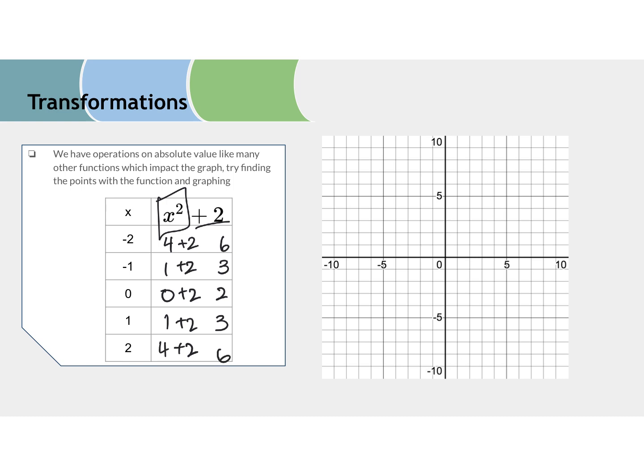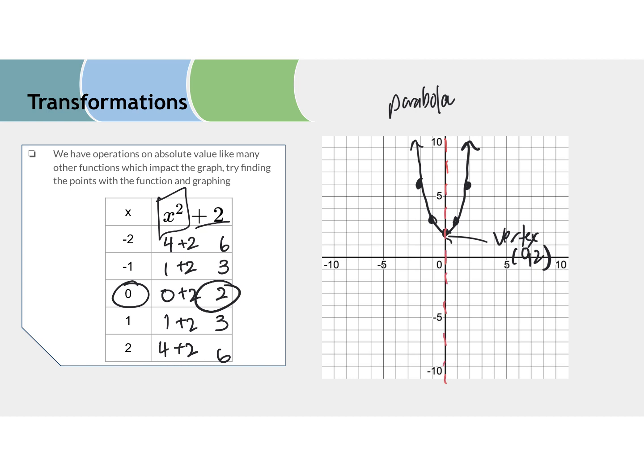So let's plot these coordinate points. So (-2, 6), (-1, 3), (0, 2), (1, 3), and (2, 6). And you can see that again, we get this quadratic parabola shape. The vertex of the graph is not at (0, 0) anymore, but it's now at the coordinate (0, 2). And my axis of symmetry is still in the same location, right down the center.